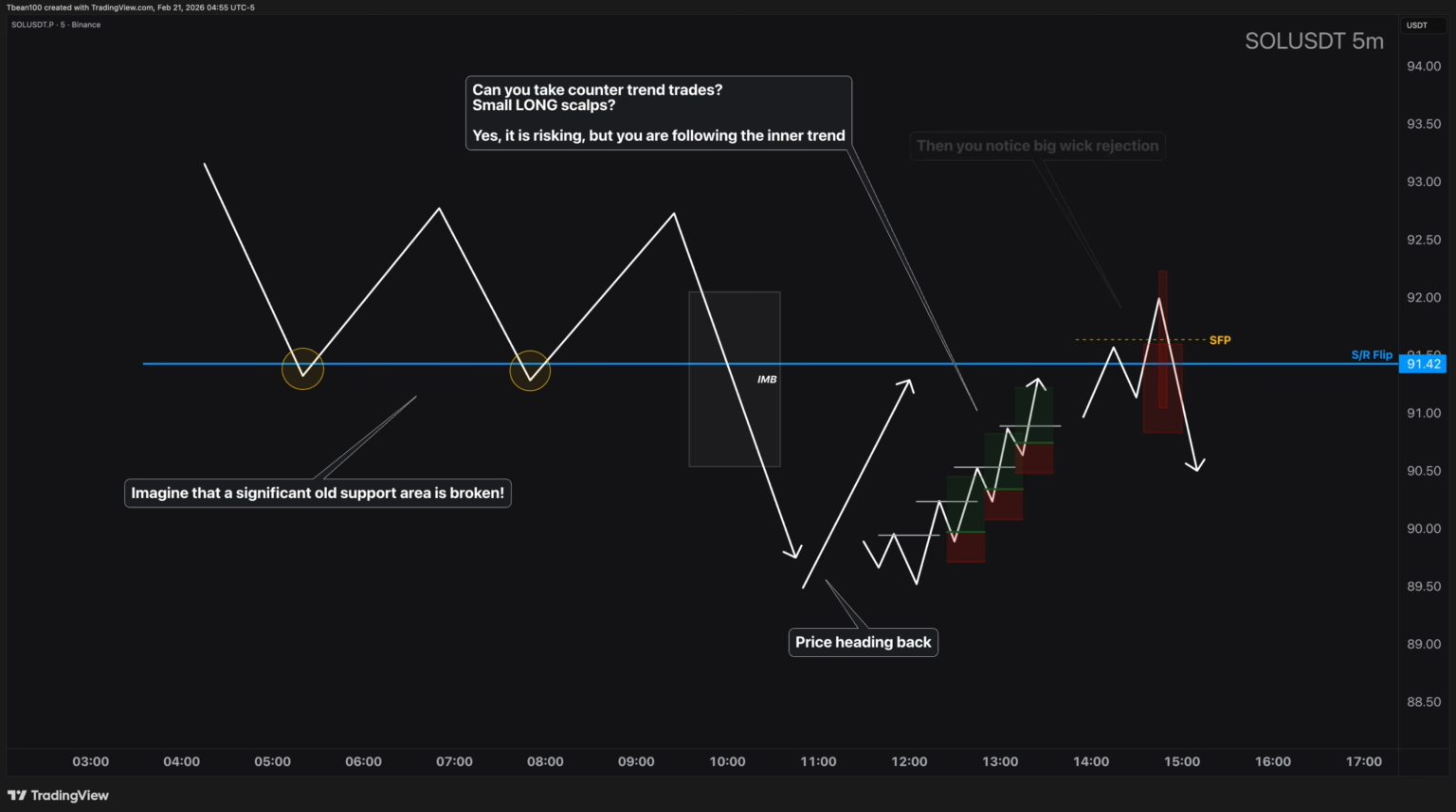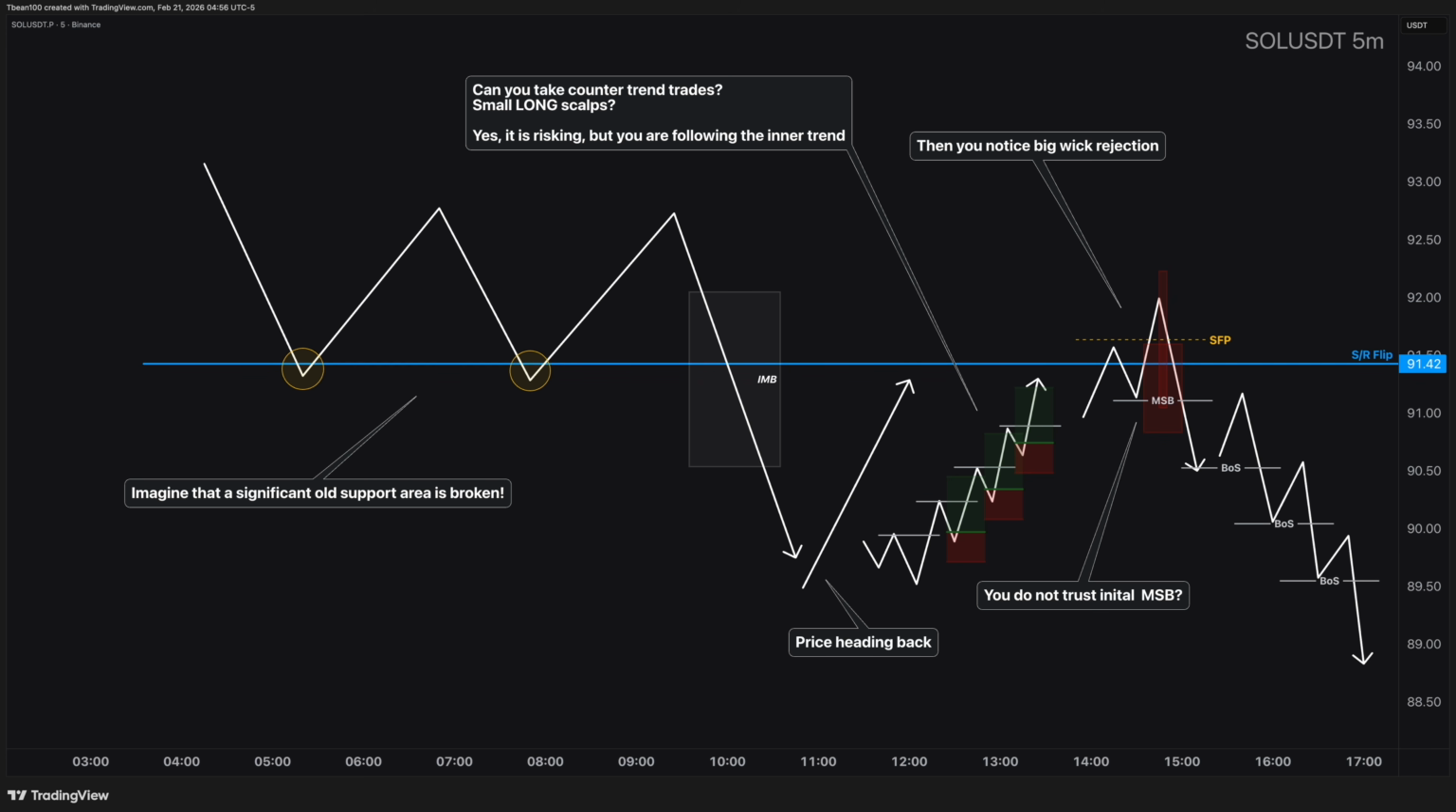What we really want to see is strong rejection candles forming around the SR flip and the multi-imbalance area. And more importantly, that rejection should be followed by a clear structural change. That means the inner trend should also shift from an uptrend into a downtrend. But most of the time, that first market structure break can be tricky. There can be a lot of fake moves and false breaks in the beginning area.